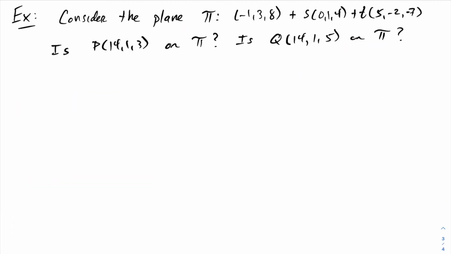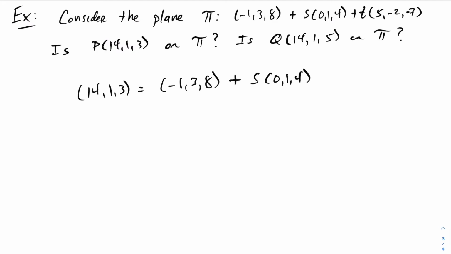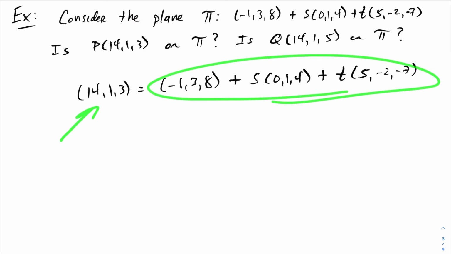All right, in this next example, I want to look at the plane that we created in the previous example. Using this plane, we want to ask, is the point P on the plane? How about the point Q? So what does it mean for a point to be on a plane? Well, if point P is on the plane, then 14, 1, and 3 must equal our point, plus there must be some s value multiplied by our first direction vector, plus some t value multiplied by our second direction vector, and summing all of this up must equal 14, 1, and 3.